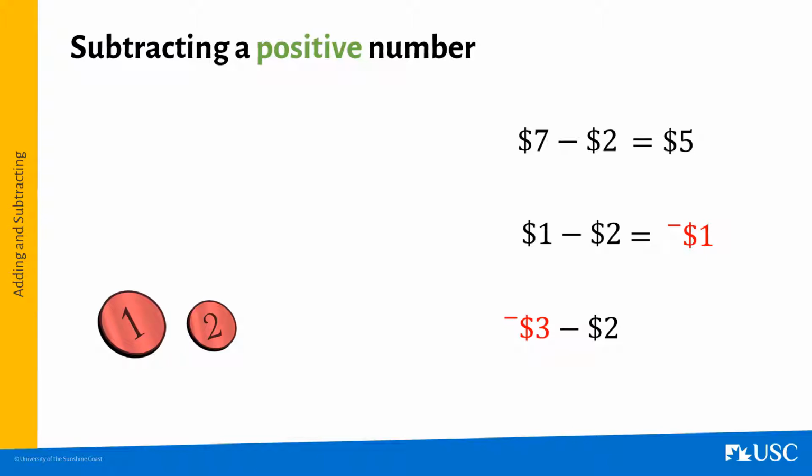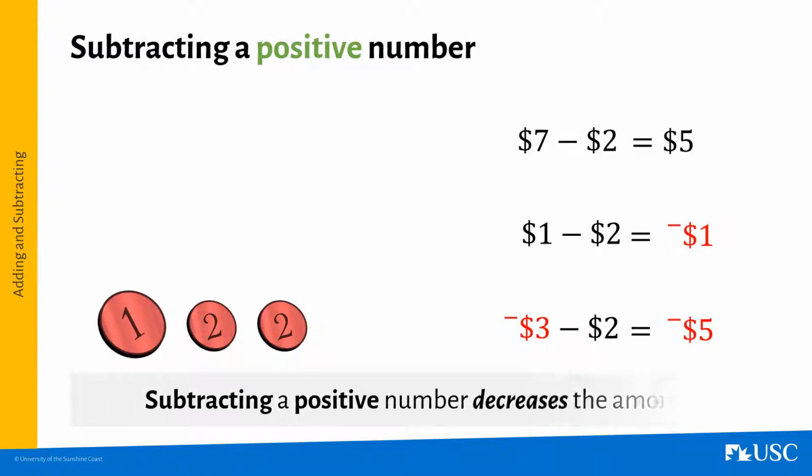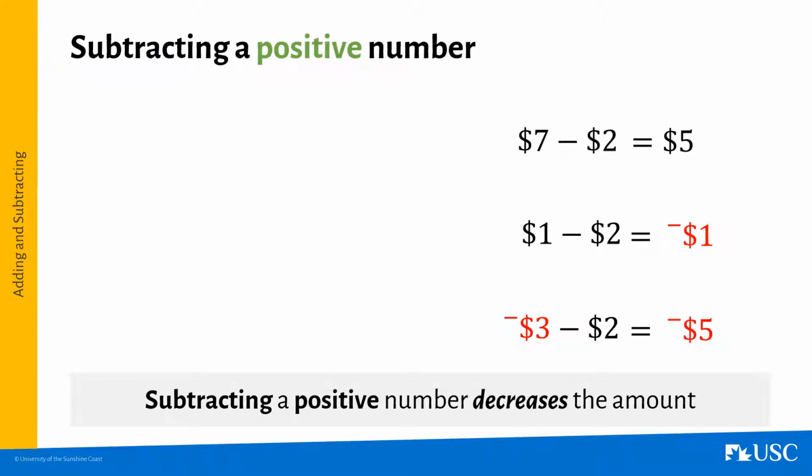Let's start off with a debt of $3. We want to spend $2, but we don't have it, so we'll borrow $2. We'll spend our $2, and we're left with a debt of $5. In each case, subtracting a positive number has decreased our balance.